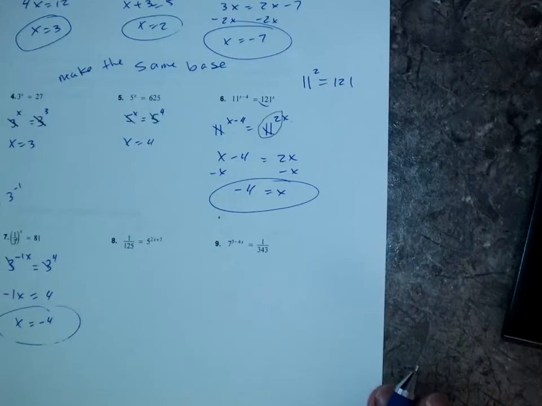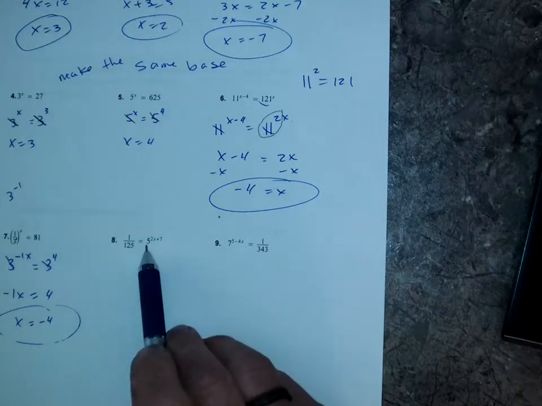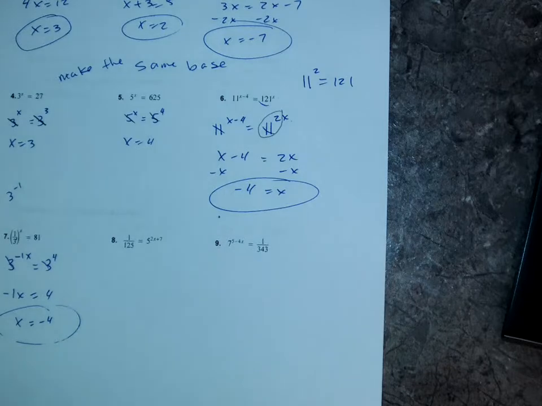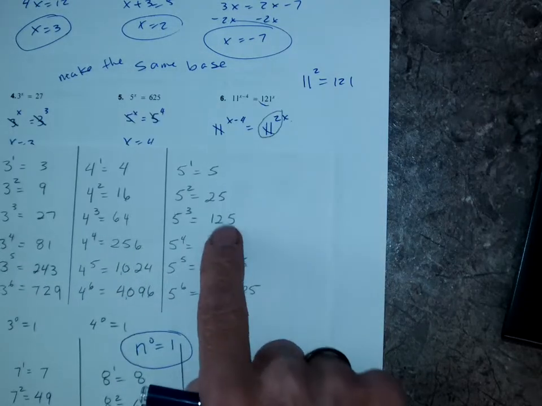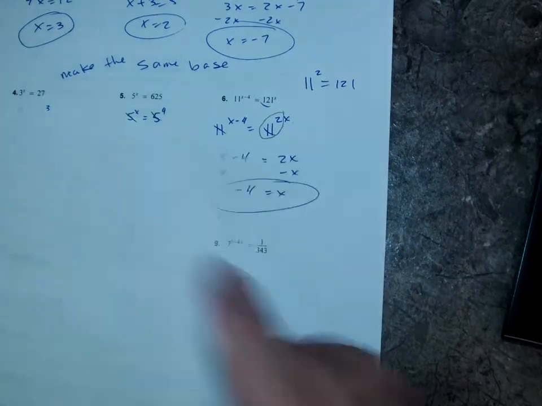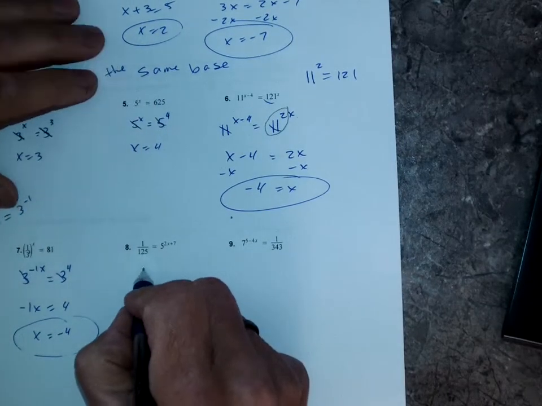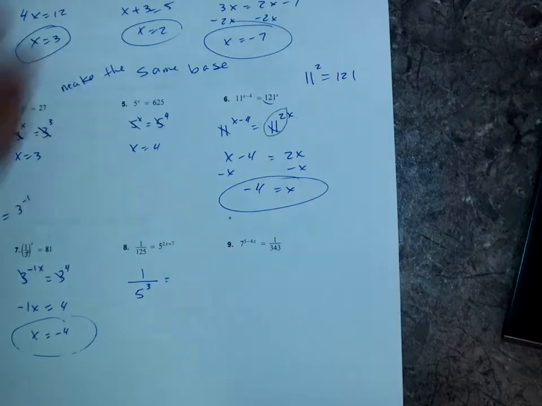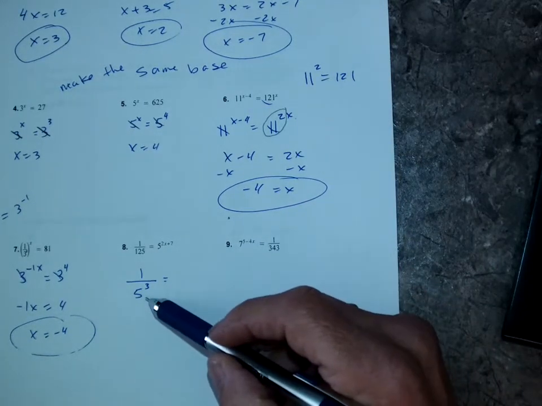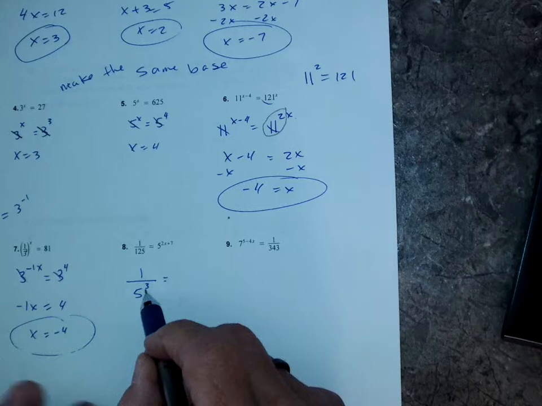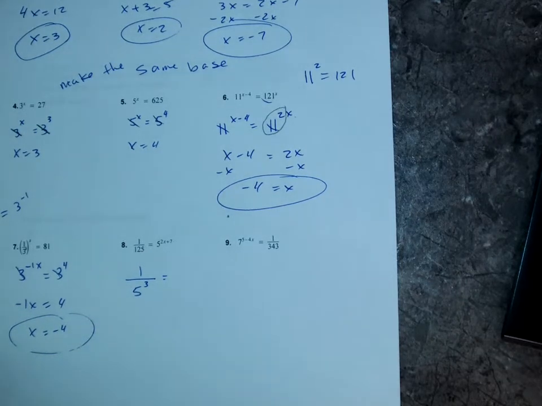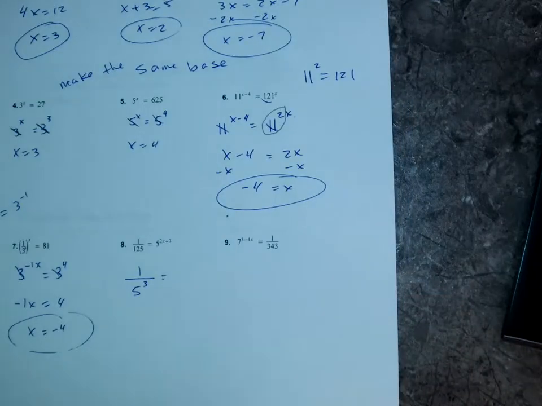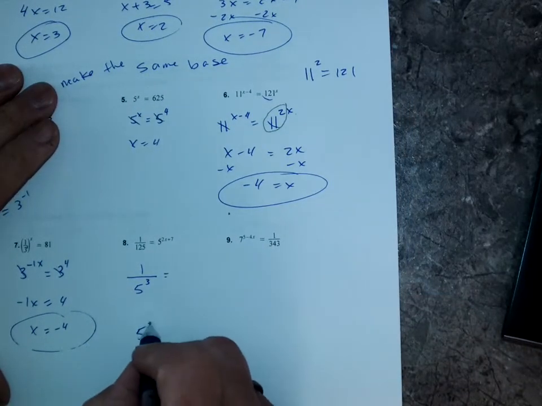Okay, now, 125, is it a 5? Well, it's got to make the same base. I need the same base. So look at my 5s. 125 is 5 to the 3rd. Okay, so I'm going to rewrite this as 1 over 5 to the third. Okay, 125 is 5 to the third. Okay, now that is a fraction. So again, if I've got a negative exponent, if I've got a fraction, I'll make it a negative exponent. So then I'm going to write this as 5 to the negative 3.